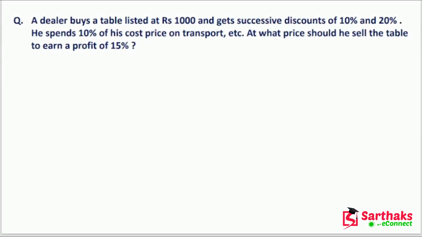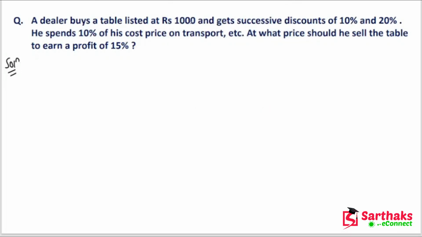Now the question says that a dealer buys a table listed at ₹1,000, so that was the mark price, and gets successive discounts of 10% and 20%. Okay, he spends 10% of his cost on transport, etc. At what price should he sell the table to earn a profit of 15%? This question involves a lot of things. First of all, let us find out the price at which the dealer has bought the table. Okay, so let us start the question.